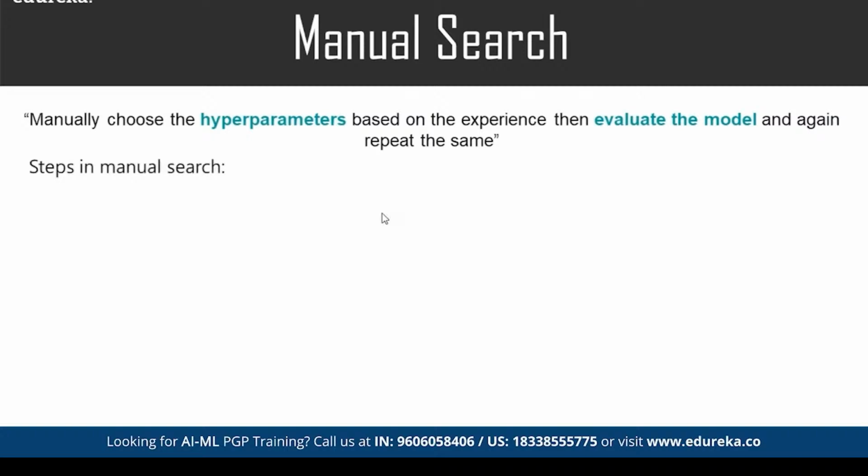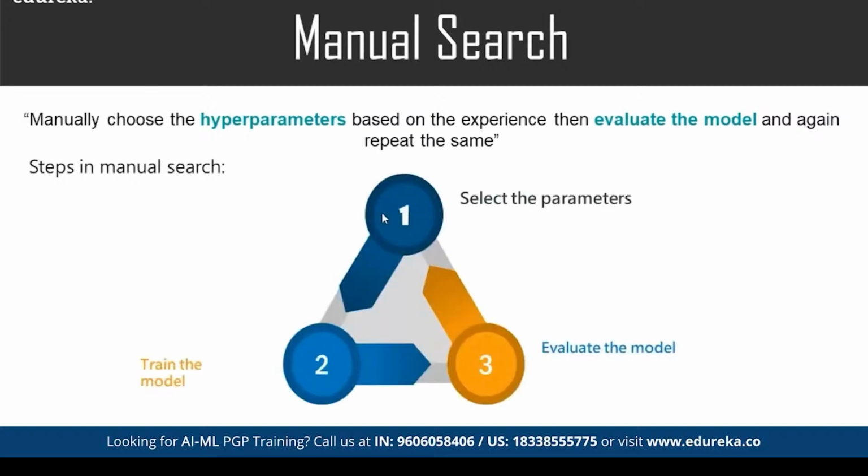So here we go. The steps in such a manual search are usually selecting the right parameters, and then training the model. Training the model of course happens after the model selection, which is part of the machine learning modeling. And then moving further, we would say the model evaluation.